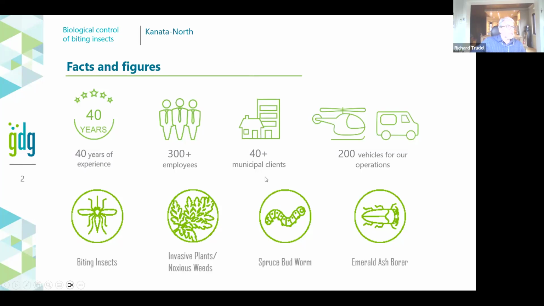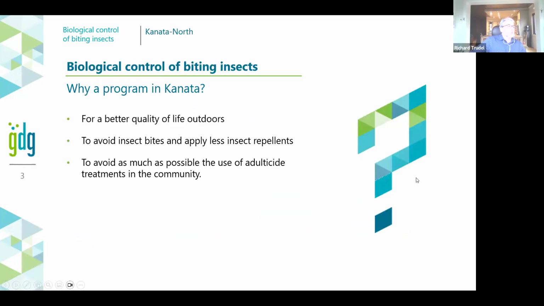Most of our contracts are about biting insects: black flies and mosquitoes. We also have contracts on the control of the spruce budworm. And lately, we also managed to develop a biological control tool to try to stop the invasion of the emerald ash borer. But today, we're going to talk about mosquito control.